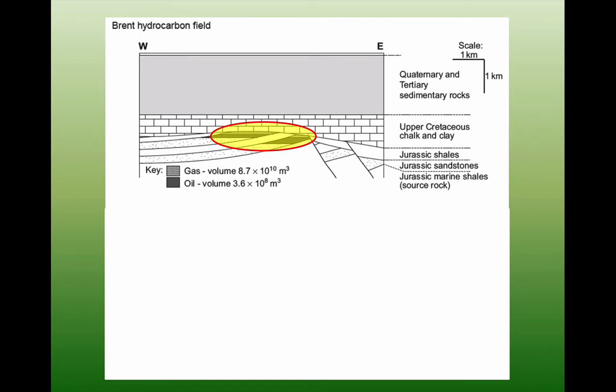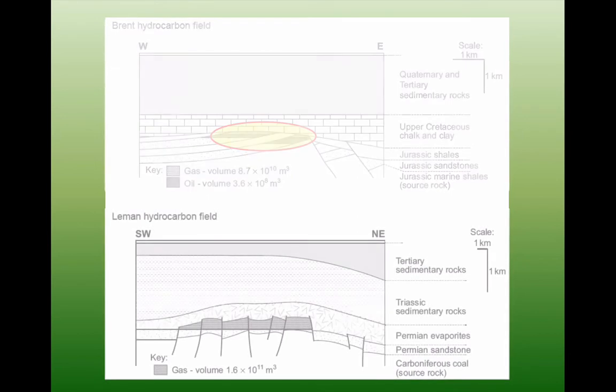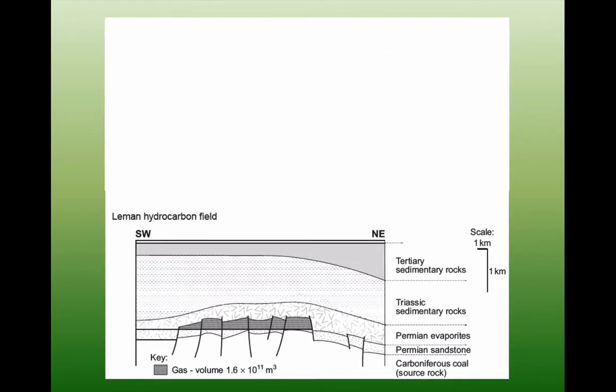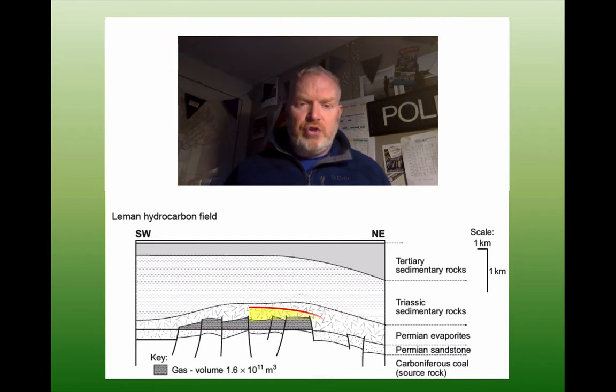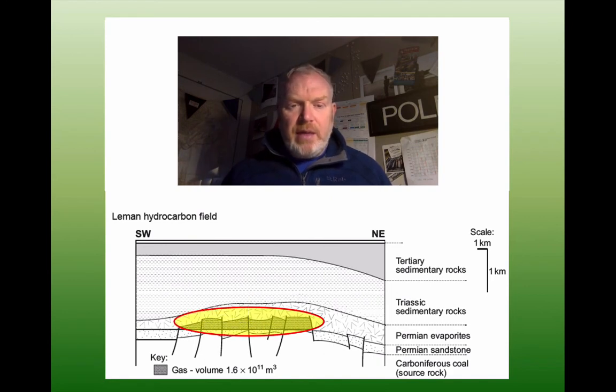If we contrast it with the Lehman hydrocarbon field, here we've got an anticline trap. It's actually a faulted anticline. We've got a very good trap here where the gas, in this case, this was a gas field rather than an oil field, in the Permian sandstone, which is a desert sandstone, very high porosity, very high permeability, has a cap rock then preventing any upward movement.